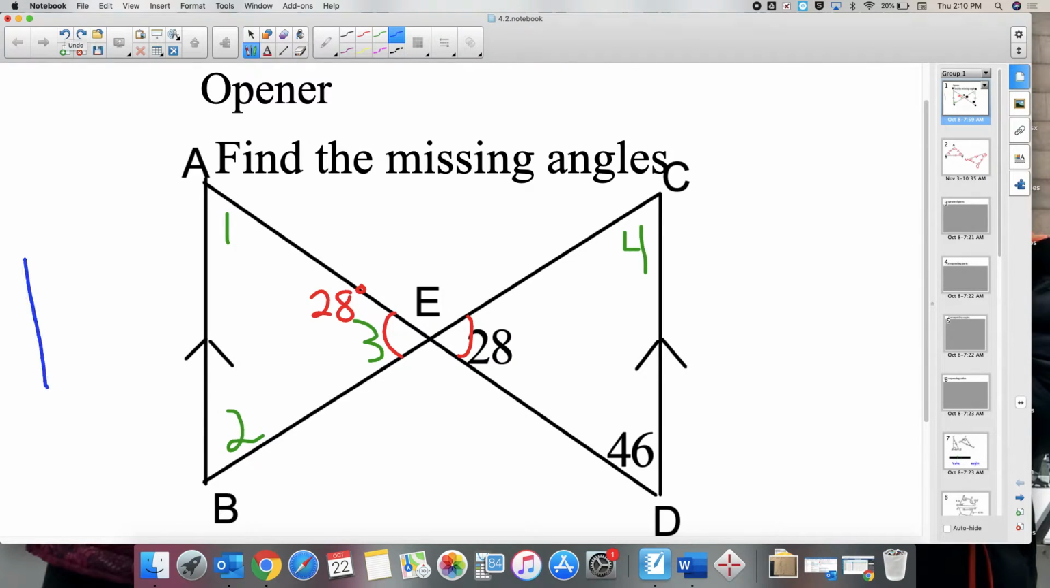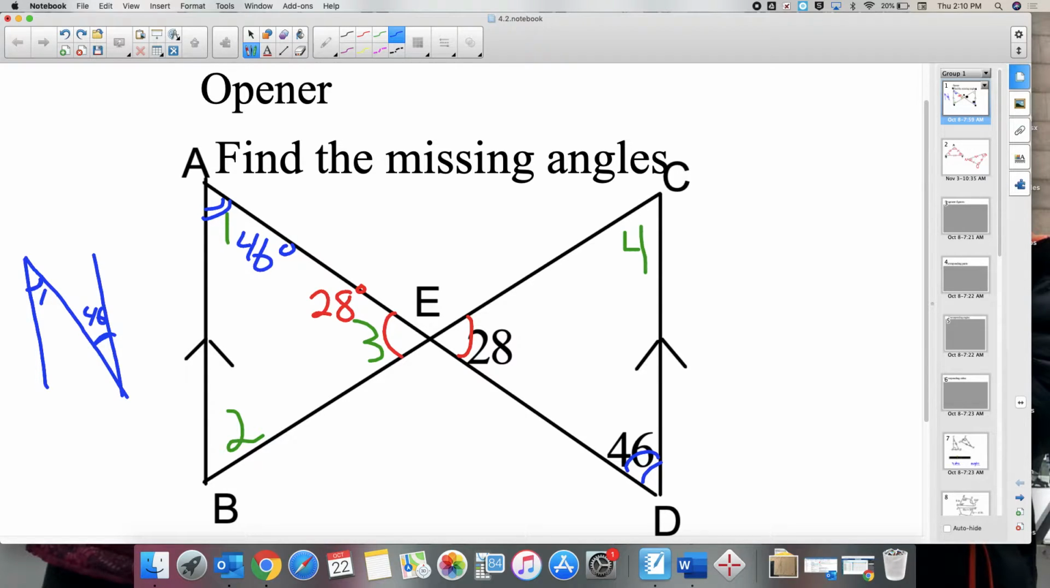Now, another angle I can work with. If you see your parallel lines under there, one of the things that we're going to be looking for in this chapter is what we call alternate interior angles. So if I look at your alternate interior angles, it would be this one and this one. Angle 1 is going to be 46 degrees, because this angle is congruent to this one, because those are alternate interior angles.